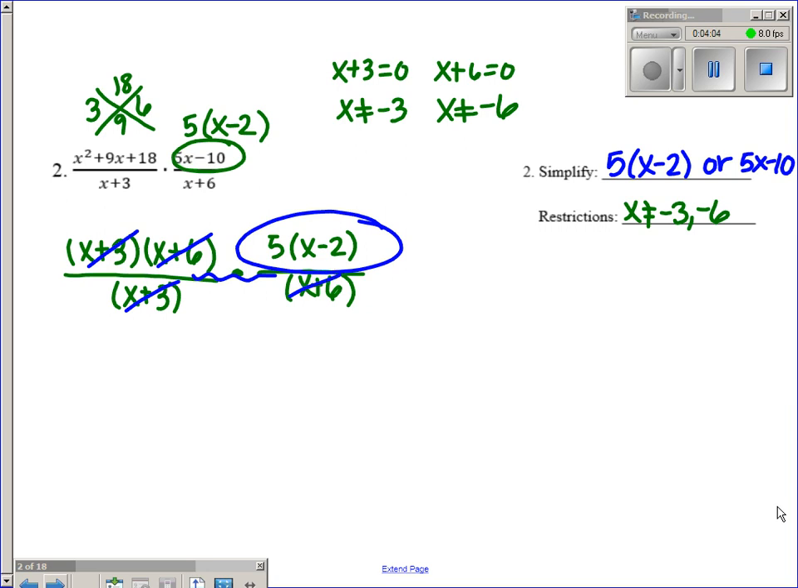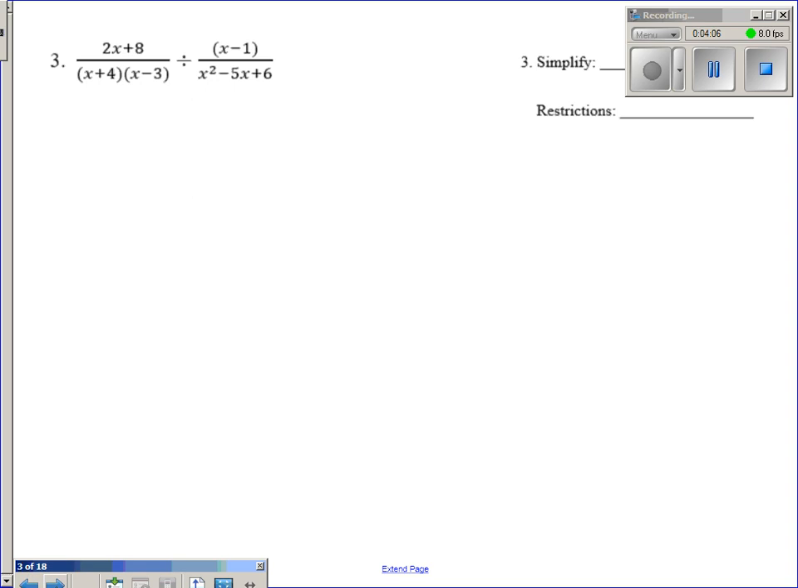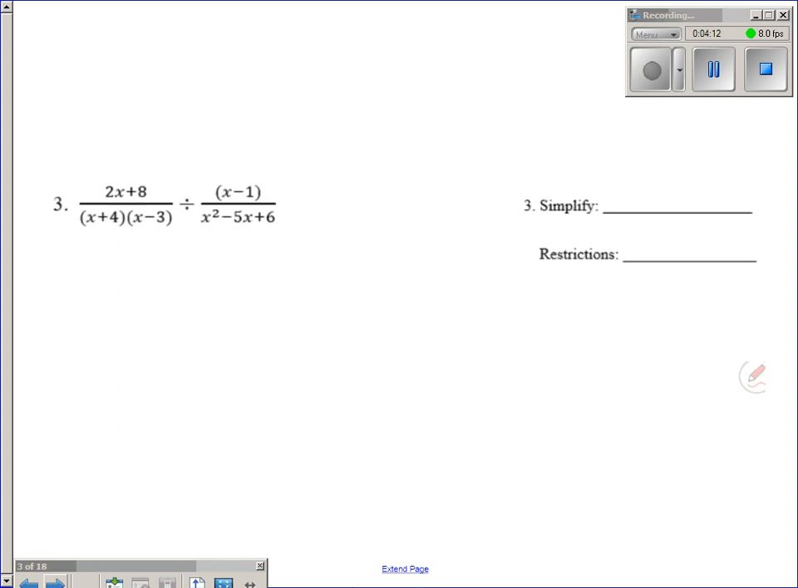Okay, for the next one, we have a dividing problem. Don't forget, dividing, the rule is keep, change, flip. Keep, change, and flip. So I'll show you.